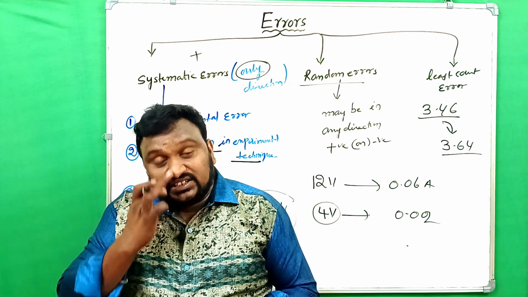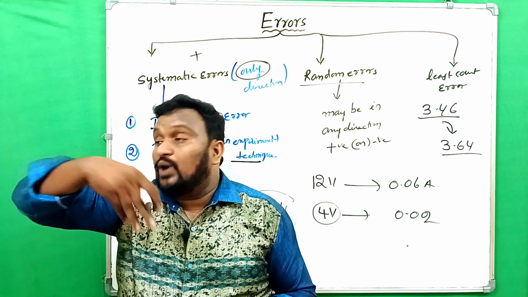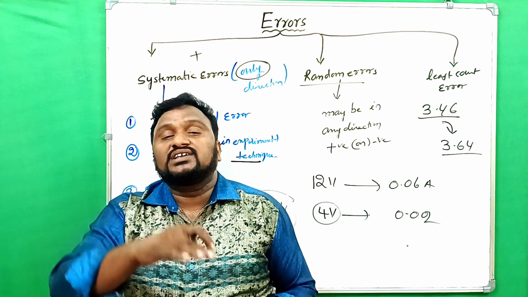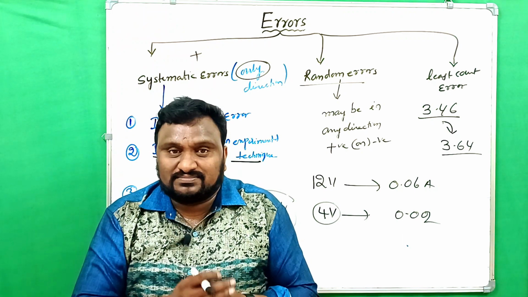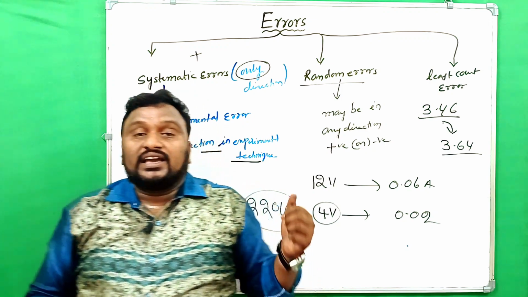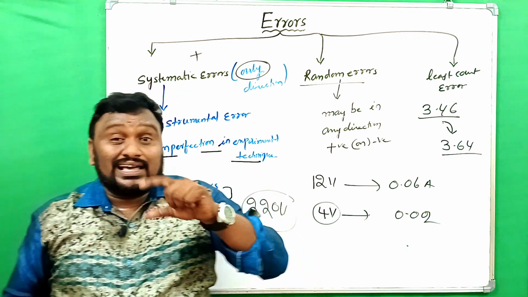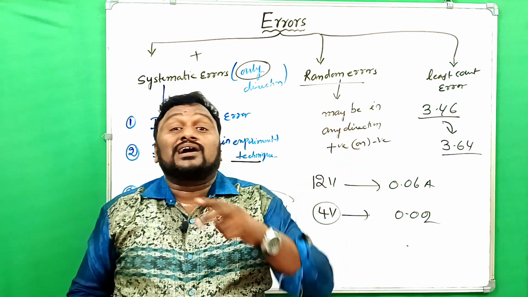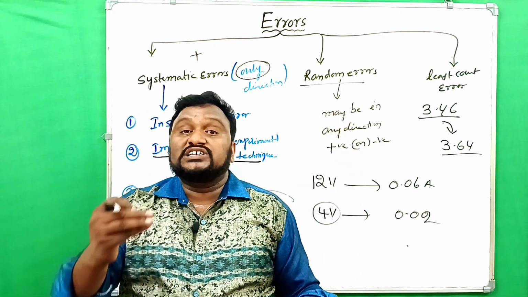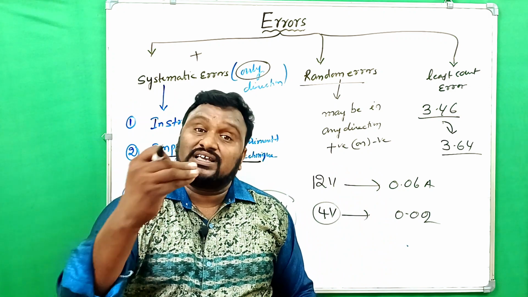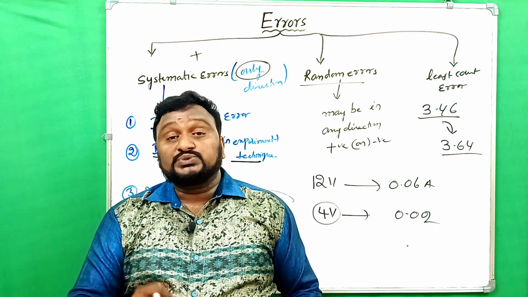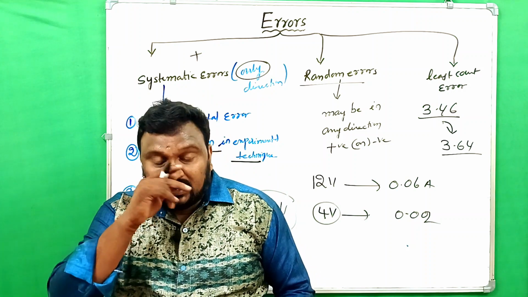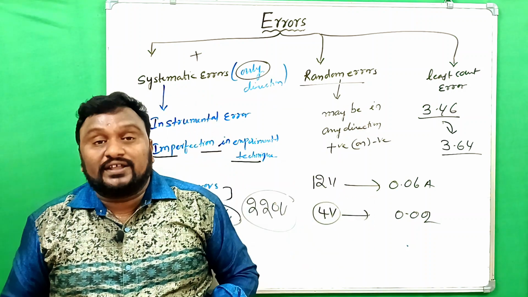Clear? By taking so many observations, and again taking the average of all of them, the random error is going to be reduced. Systematic errors can be eliminated, but random errors are not completely eliminated. Maybe there is a possibility for reducing the error, but it is not possible to completely remove the random errors. Clear? Let's go for now least count error.